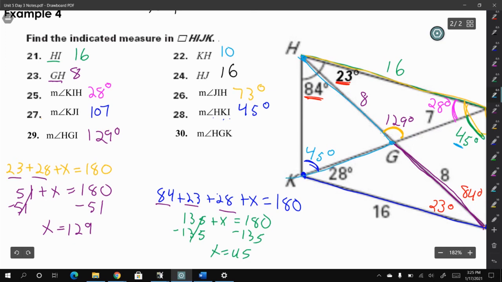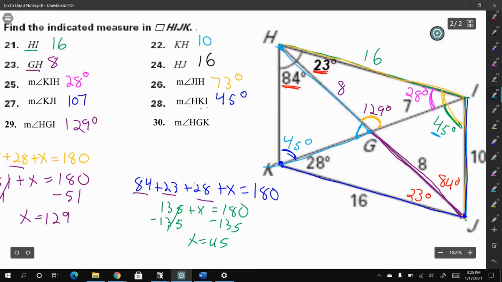And then the last part, this number 30, HGK. This angle right here. Well, I already have a straight line right here, and one angle is 129. So if I do 180 minus 129, that gives me 51. That gives me this angle here.